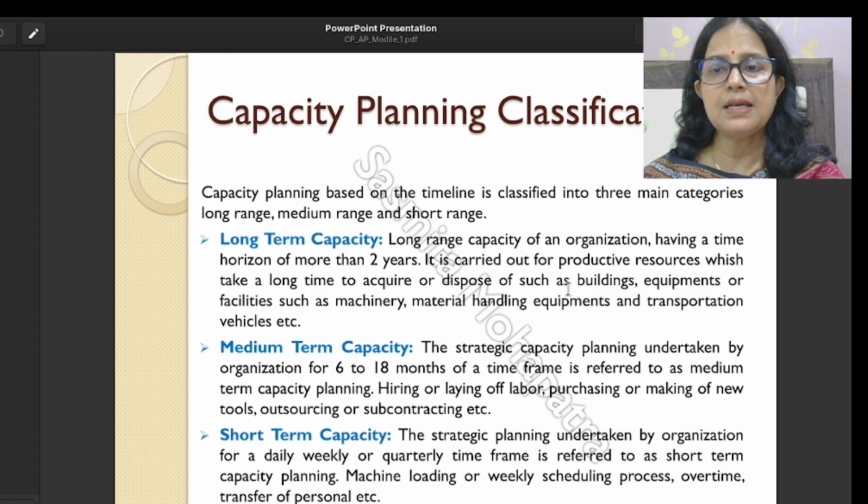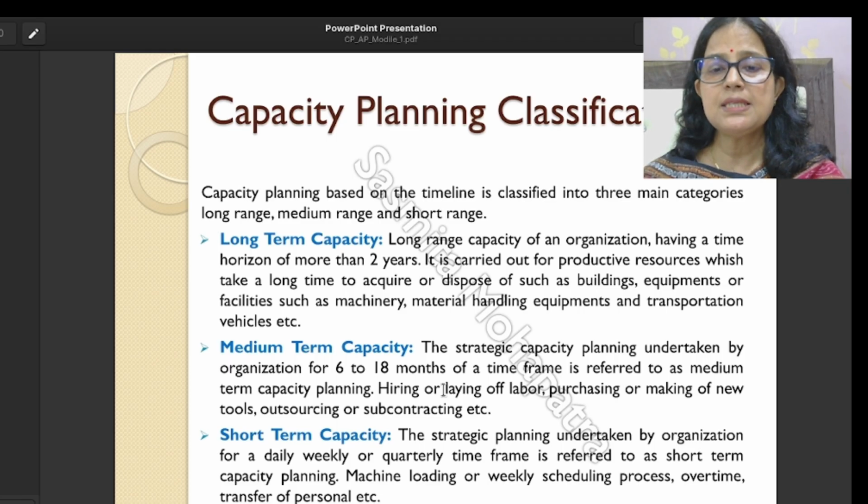In medium-term capacity planning, if we plan for 6 months to 18 months, then it is called medium-term capacity planning. Hiring or firing of employees, purchasing or making of new tools and equipment, outsourcing, subcontracting. These all come under the medium-term capacity plan. When we discuss aggregate planning, we'll discuss in detail the medium-term or intermediate capacity planning.